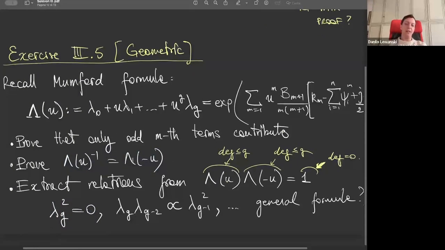Now this equation over here, you start analyzing it, and you start extracting a lot of relations. And this is just the first one. You have many others, of course. You have g of them, or something like that, or g minus 1, I don't know. So the next one, for example, would be that lambda g times lambda g minus 2 is proportional to lambda g minus 1 squared, right? And then you can compute the coefficient of proportionality, that is probably 1/2.